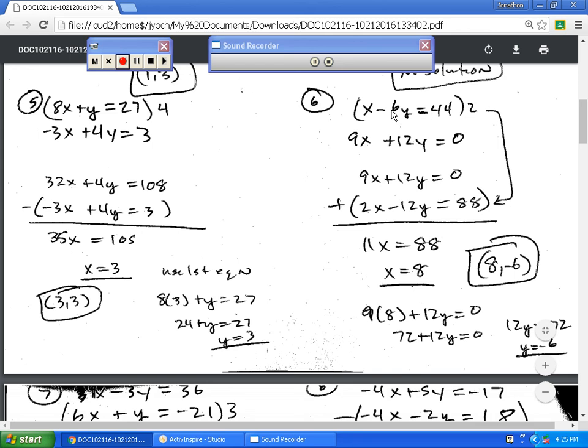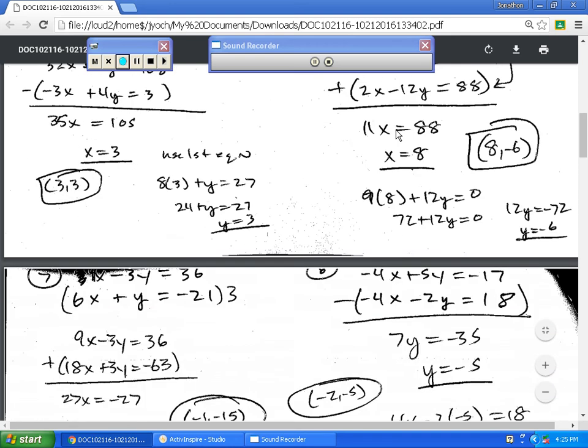Here, if I just double negative 6, I'm going to get a negative 12, and it'll be the opposite of 12. So I'll have 2x minus 12y equals 88. Everything is doubled. You're going to add these two equations together. You're going to get 11x is 88. X is 8. So you're going to plug that 8 in for x anywhere you want, maybe right here. 72 plus 12y is 0. 12y is negative 72. Y is a negative 6.